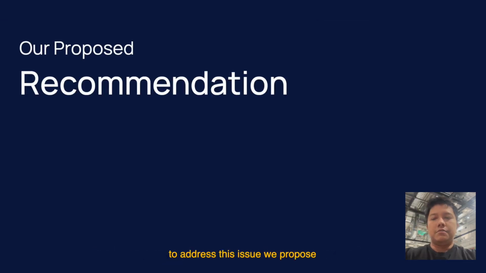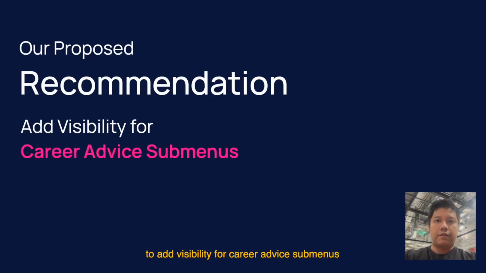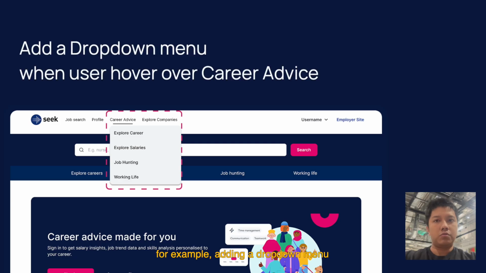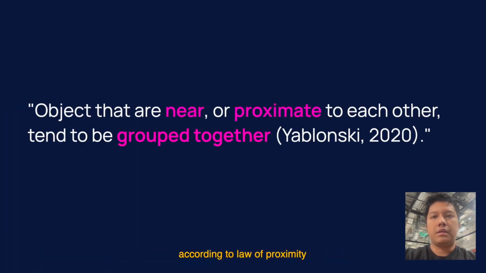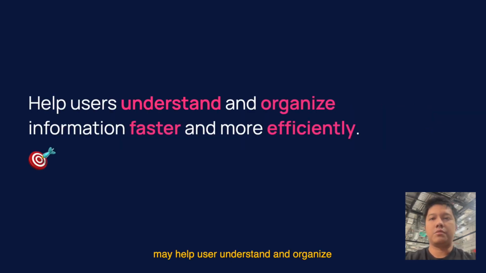To address this issue, we propose to add visibility for the career advice submenu, for example, adding a drop-down menu while the user hovers on career advice in the main navigation. According to the law of proximity, objects that are near each other tend to be grouped together. So placing the submenu related to career advice might help users understand and organize information faster and more efficiently.